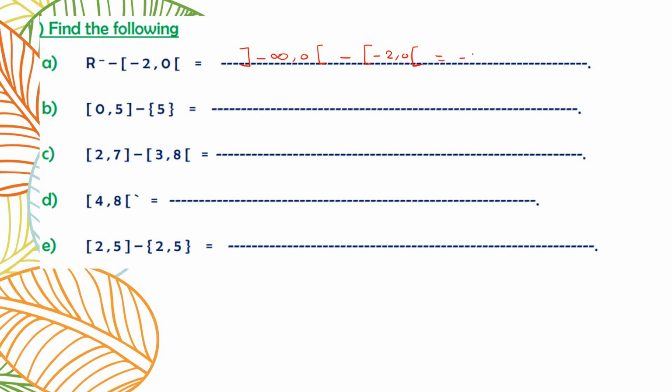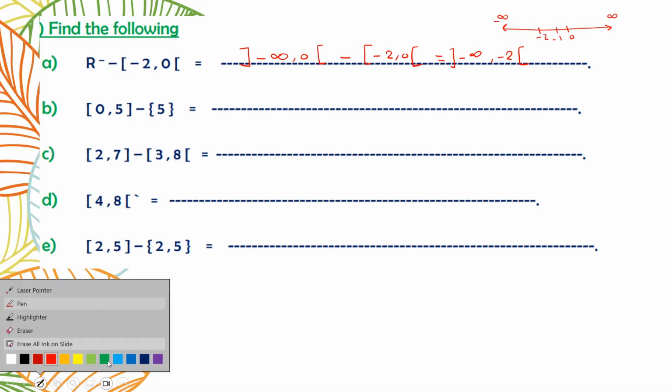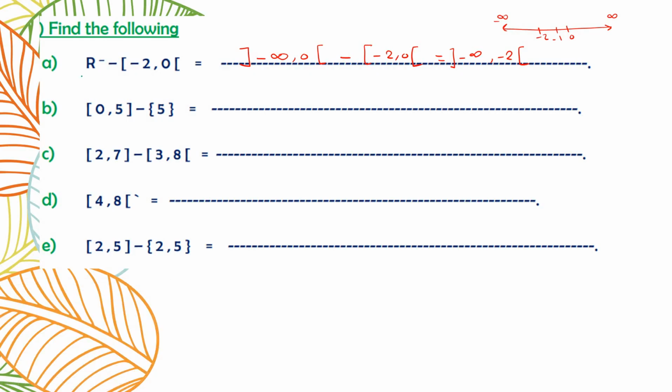We will have negative infinity, of course it will be with me, and negative 2 I will take it, so I will open it. Can we represent it in the number line? Yes, we can. So this is the number line, and this is the negative infinity direction, and we have here 0, -1, -2.